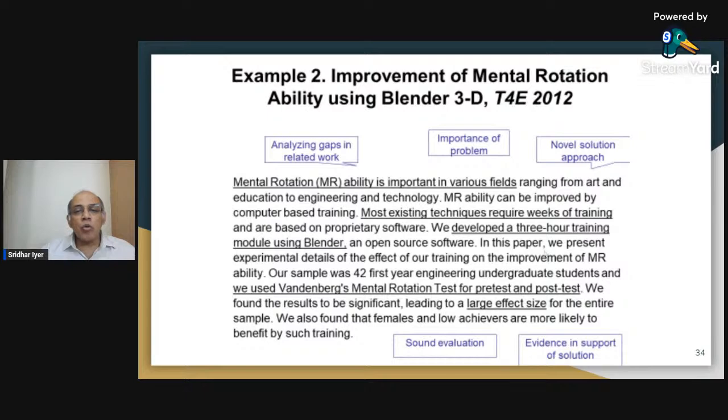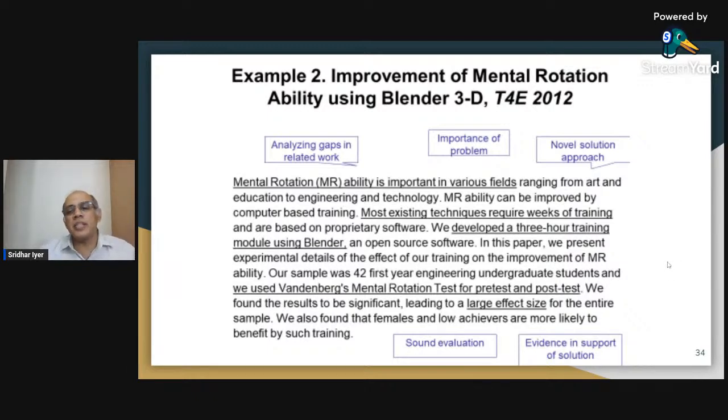And it also goes on to say how the study was conducted, where there is a soundness in the evaluation: there were 42 students, and we used this mental rotation test for pre-test and post-test. And then they say that we found a large effect size, which is the evidence in support of the solution. So once again, this paper has convinced the referee in the abstract itself that the problem is important. They have come up with a new solution which does not exist in the literature. They have done the solution implementation carefully, and they have done the research study carefully, and they now have evidence that their solution works.